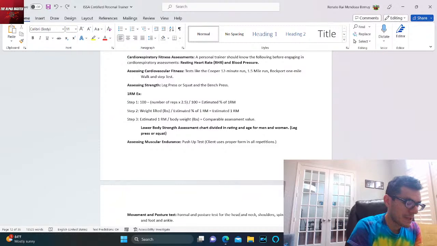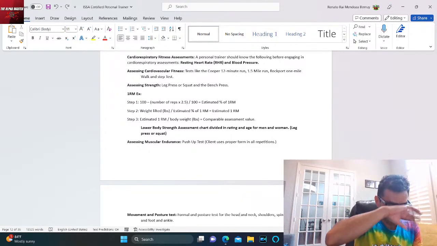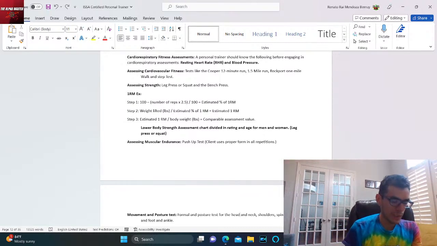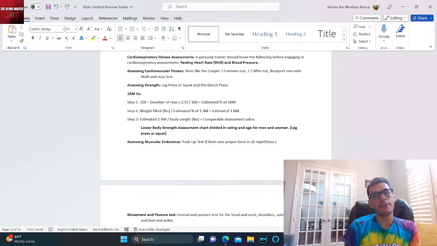For step 2, you use the 0.85 to divide the weight she lifted, which is 65 pounds, divided by 0.85, which is 76.47 lbs. That's the estimated weight for the one repetition max for the bench press.